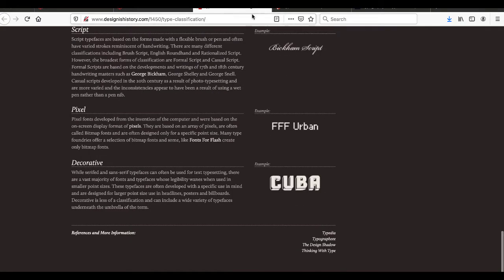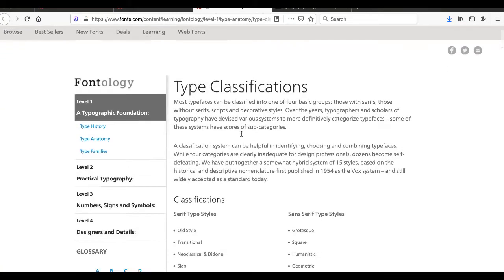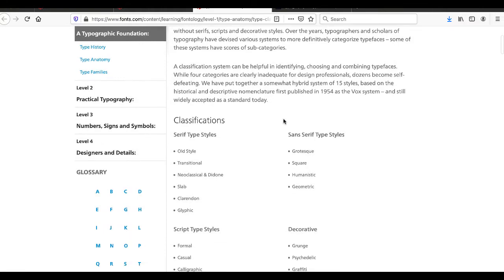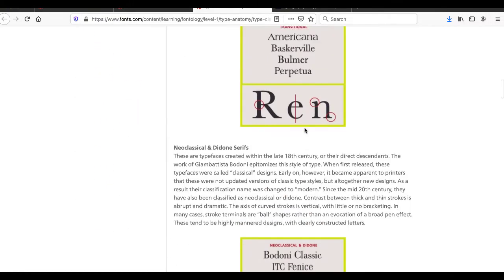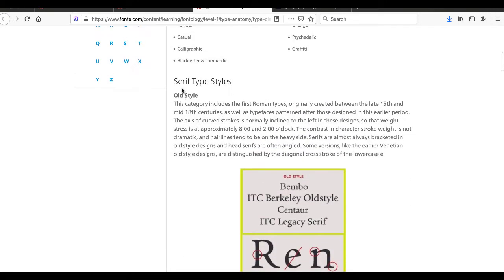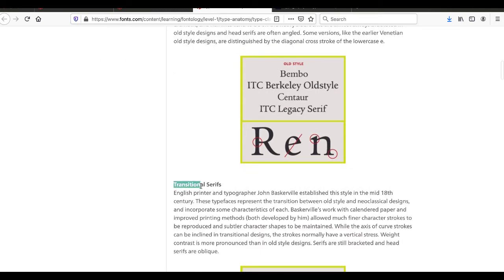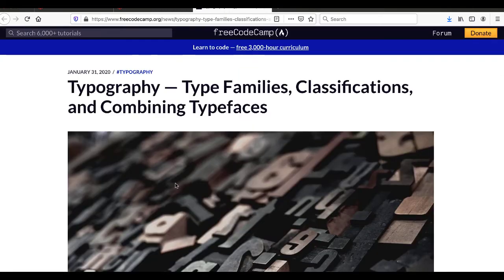So just to go through this one. Type classifications, this is serif, sans serif, script, and decorative. So you'll see some repeating, and again, these like serif type styles and then old styles underneath, transitional. So there are subcategories for each one as well.